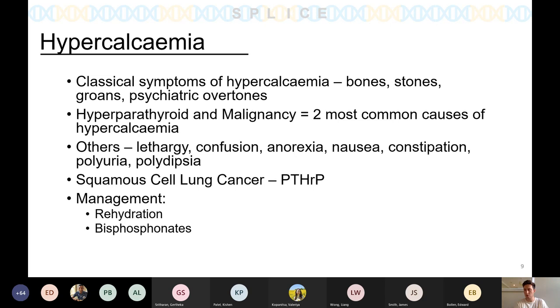This paraneoplastic syndrome can be seen in some squamous cell lung cancers, where they release a protein that's very similar to parathyroid hormone and can raise calcium levels that way. And then management, like we touched on, is essentially fluids and rehydrating the patient, where you're just trying to flush the calcium out.